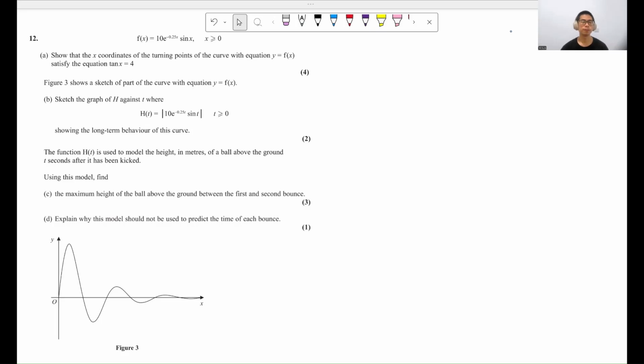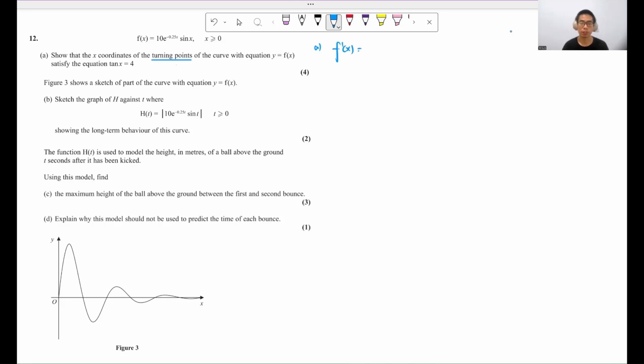Question 12. f(x) equals 10e^(-0.25x) sin x, where x is more than or equal to 0. Part A: show that the x coordinates of the turning points of the curve with equation y equals f(x) satisfy the equation tan x equals 4. If it's about the turning point, we need to differentiate. So first we find the derivative.